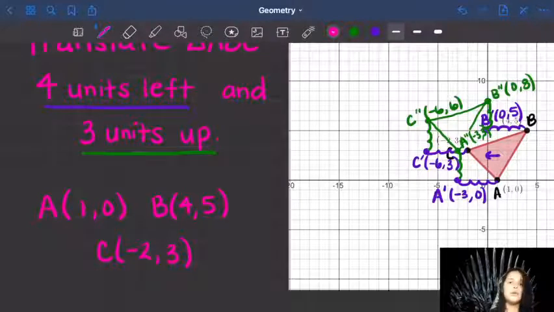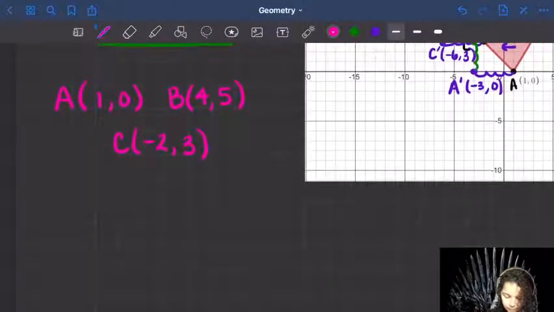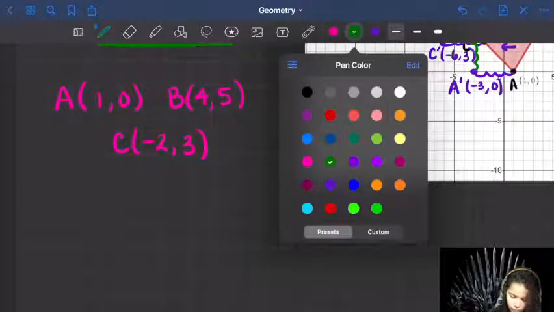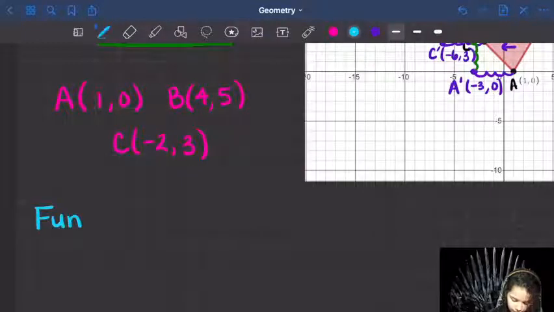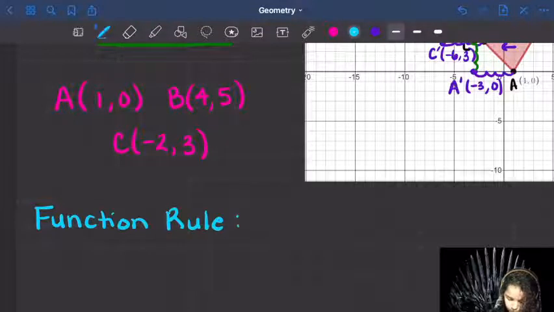Now, of course, we all know you can draw the picture, but if you don't feel like spending time drawing your picture, there is another way that we can solve this problem, and we can solve it by using something called a function rule, okay? A function rule, which is basically a fancy way of saying what is it that I'm doing to these points specifically. So from the original points or the pre-image, what is it that I need to do to each of these points in order to go from the pre-image to the image, okay?